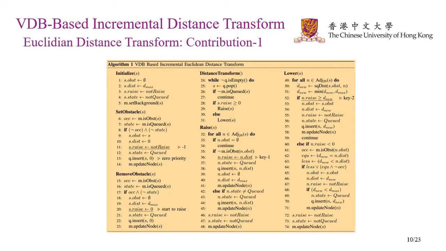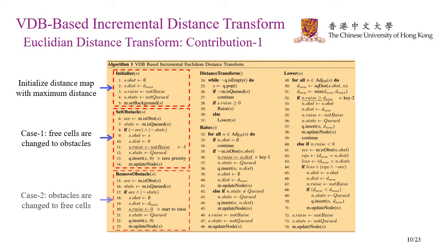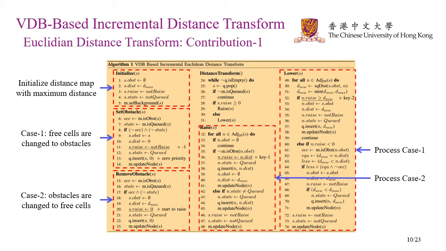Based on the occupancy grid map and the recorded map changes, we can then conduct EDT to generate the distance map. Here, we just give a general interpretation about this algorithm. Firstly, we initialize the distance map, and then we do some pre-processing for the two cases. After that, these two functions are leveraged to update the distance map according to the transform dispatcher.